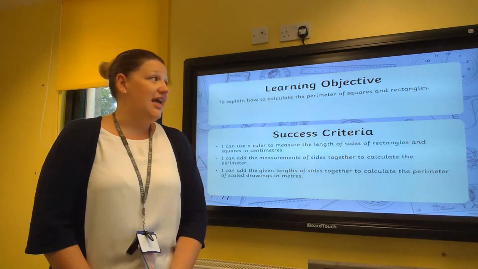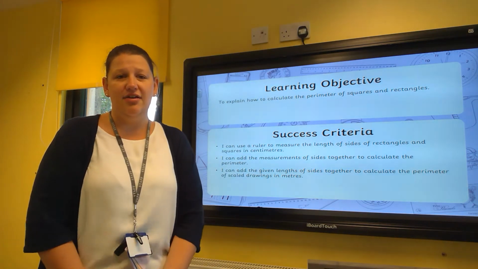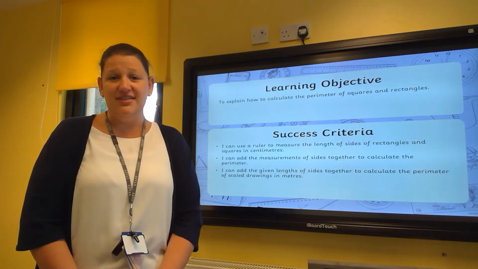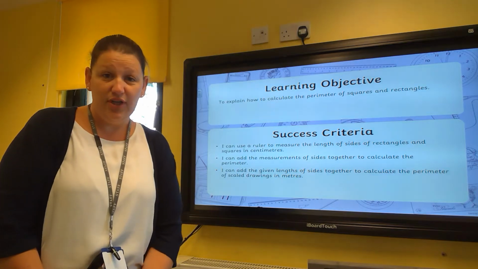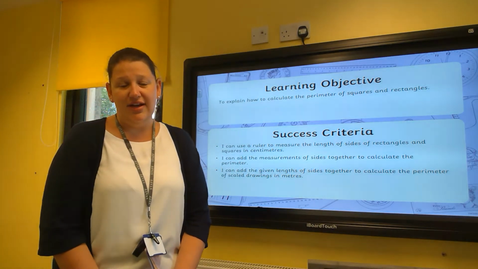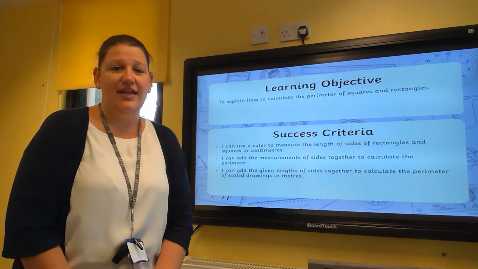So our learning objective today is to be able to explain how to calculate the perimeter of squares and rectangles. So we're starting there today with squares and rectangles. We will look at some other shapes as well over the course of the week, but we're going to start with squares and rectangles and really understanding how to calculate that perimeter.